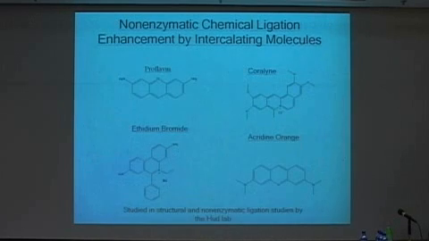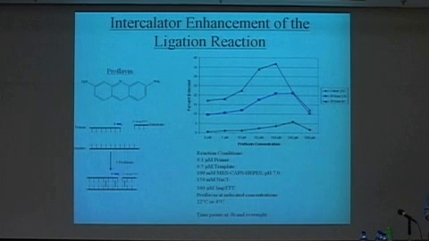We can also take advantage of some small molecule reagents, like Nicholas Hud worked with proflavin in a different non-enzymatic chemical ligation reaction. It was shown that was effective. There's also coralyne, ethidium bromide, and acridine orange as a few examples of many. I'm just showing here that proflavin is effective for the addition of a trinucleotide, a single addition reaction, where we actually double the efficiency of the ligation reaction compared to no proflavin.